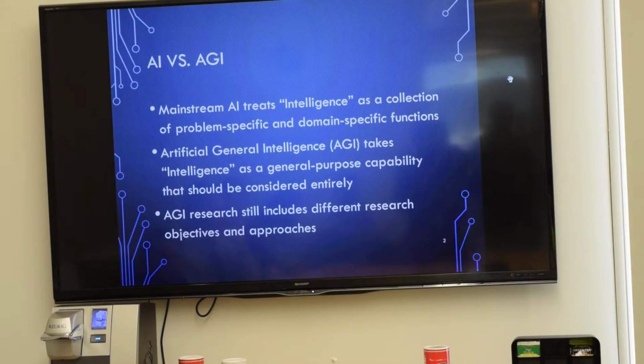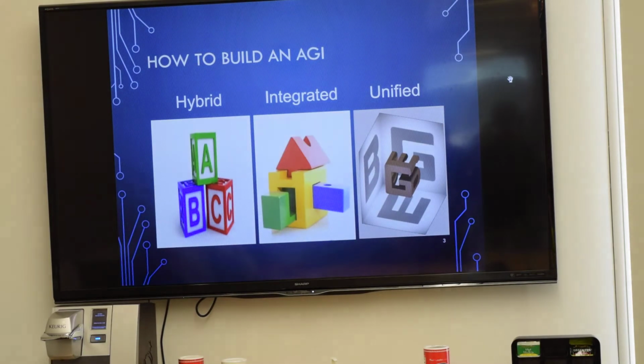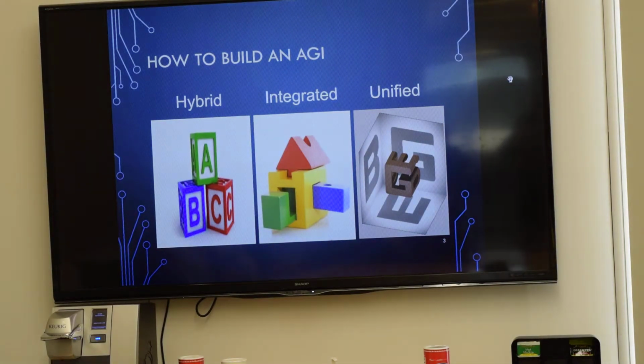Under that name, of course, there are still different approaches, even though they're all called AGI. Clearly, I can only talk about some of them. One thing is, even if we agree that we want a general purpose system, how to build it, we still have very different opinions and approaches. So I use 3 pictures to show you intuitively what they are.